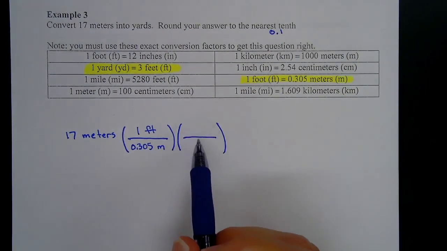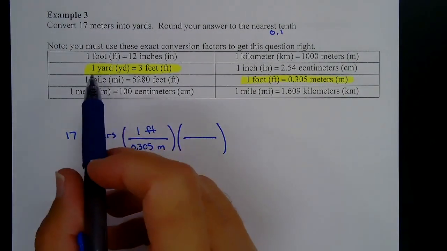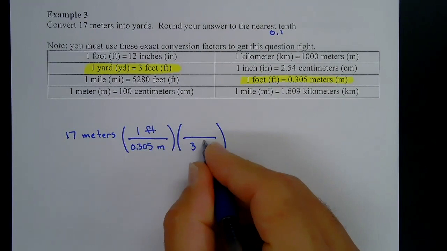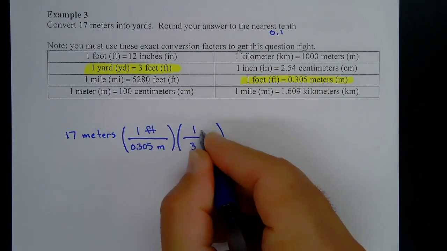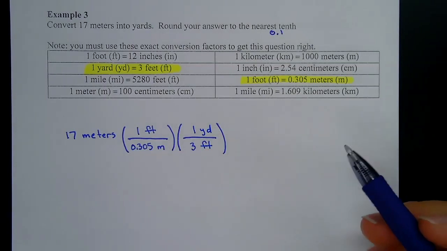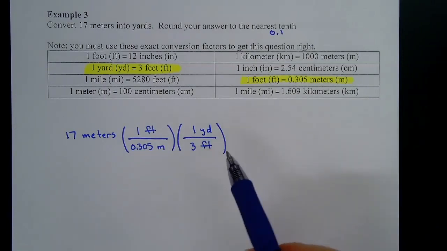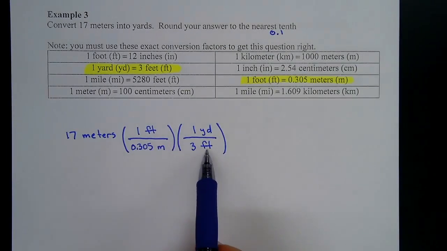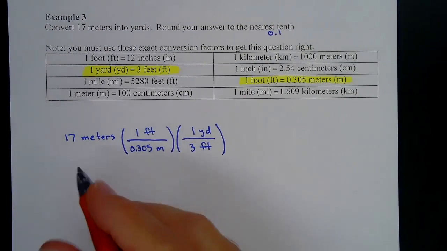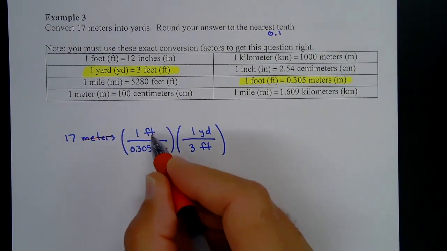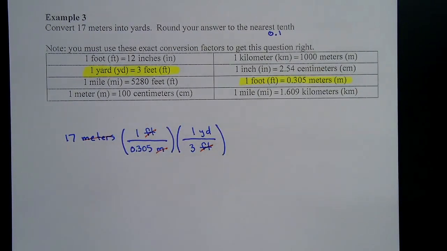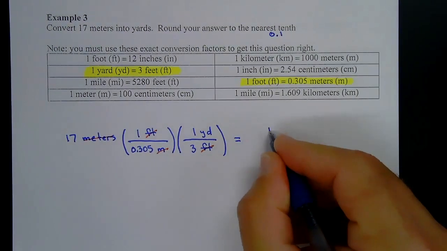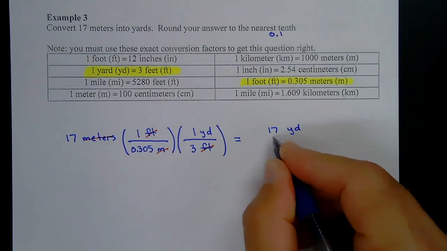So what's the version of 1 that we have here? Well, it's 3 feet and 1 yard. We want our feet to cancel, so we have 3 feet and 1 yard. So 1 yard over 3 feet is equivalent to 1. Why do I want 1 yard over 3 feet? Because I have feet up here, so I want feet on the bottom to cancel. This meter cancels with this meter, this feet cancels with this feet. What are you left with? Yards.